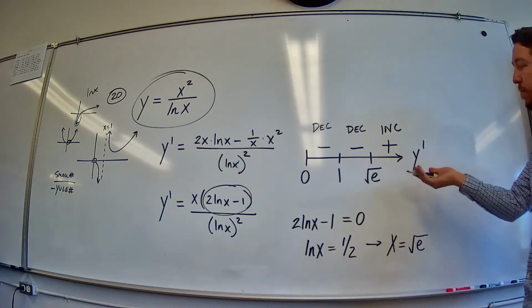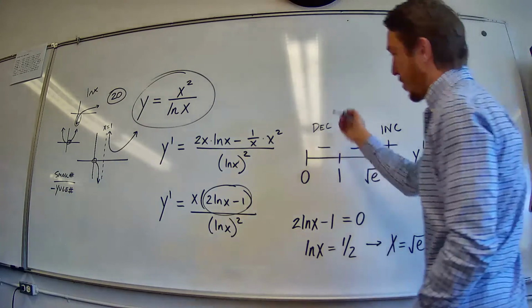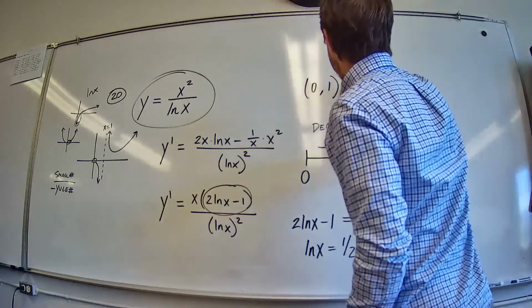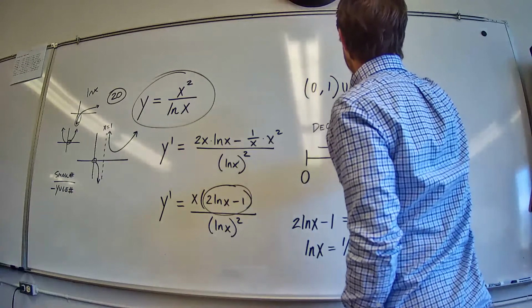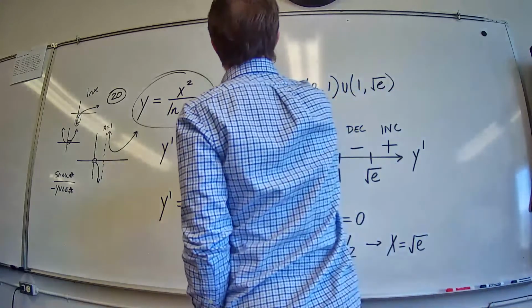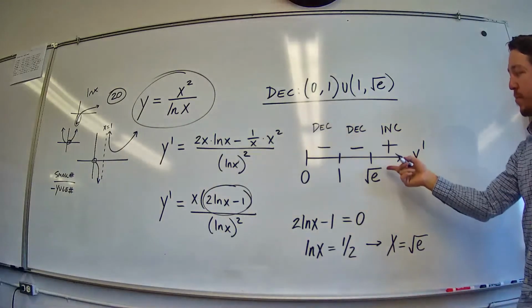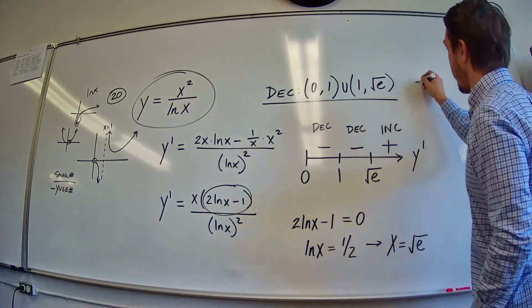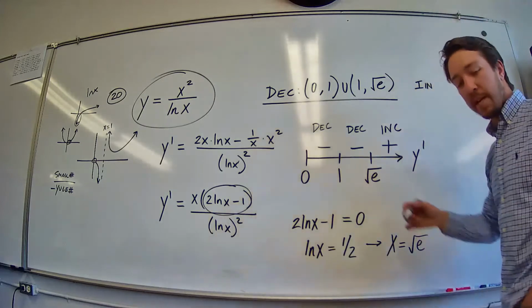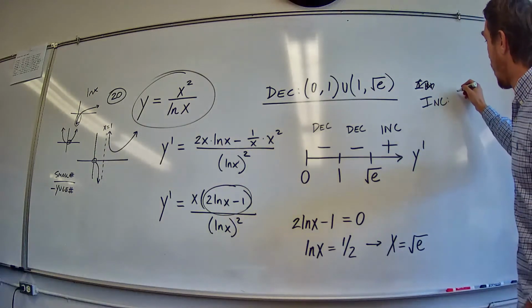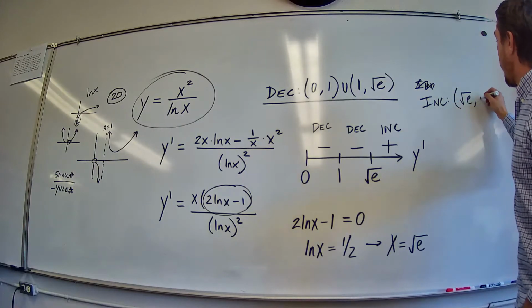So the question is just asking what are those intervals. You might say, okay, just write your answer. From 0 to 1, union from 1 to root e, we are decreasing. Sorry, I know it feels a little redundant to write it again after you had this, but it's good practice. Increasing is from root e to infinity.